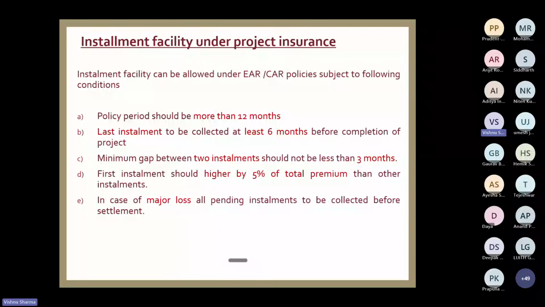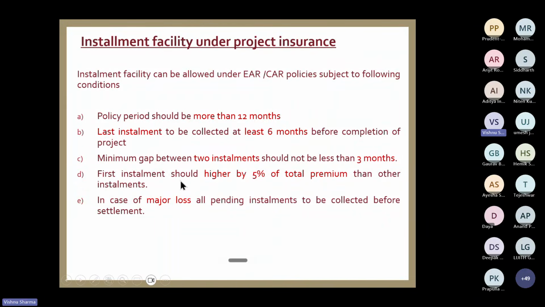If you keep minimum 3 months, say for example, an 18 months policy is there. Now the condition is the last installment has to come before 6 months. That means entire installments have to come in 12 months. Now the gap is minimum 3 months. So if you keep the gap of 3 months, that means maximum 4 installments, and the first installment you are taking at the beginning. So all in all, total number of installments would be 4 in that case. Understand? If you give it monthly, the installments would increase like anything. It will be 12 installments. That is not permitted.